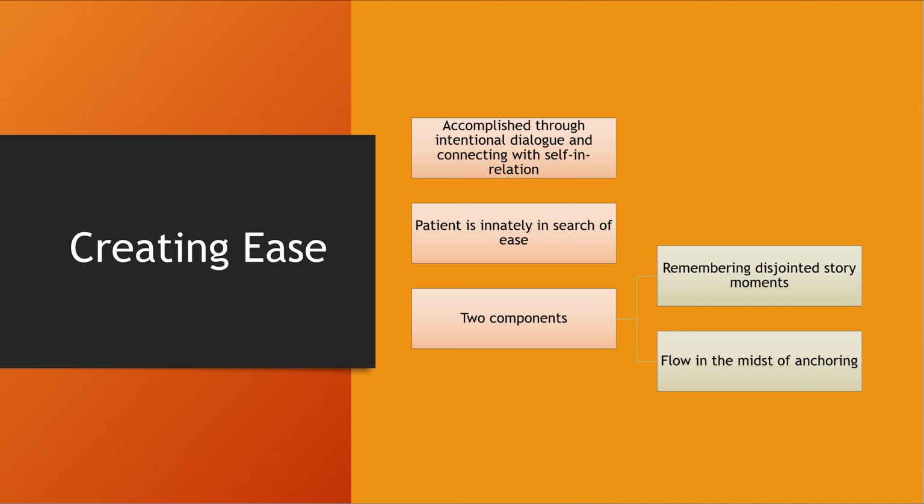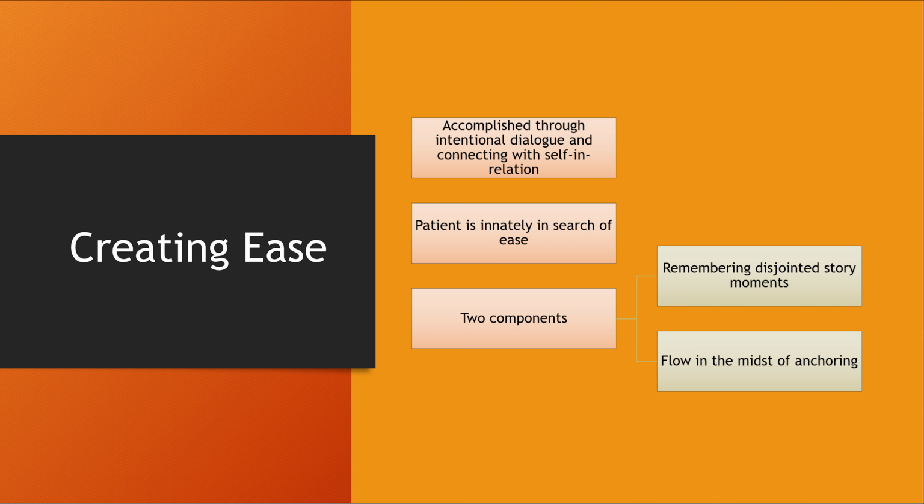Creating ease is comprised of remembering disjointed story moments and flow in the midst of anchoring. Remembering disjointed story moments means connecting different events through time in the process of telling a story and identifying different themes as components of the health story converge. Flow in the midst of anchoring describes the ability to move through different aspects of the story while remaining anchored to the present and understanding how the two relate.